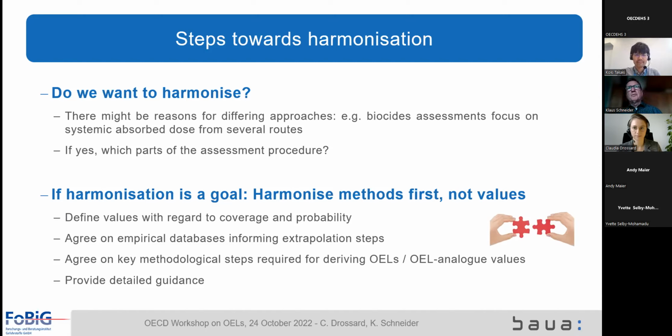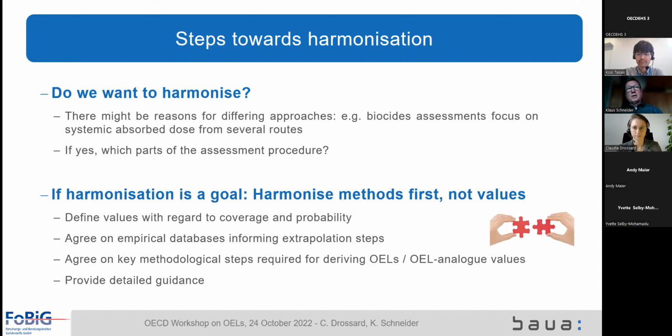So, for example, for biocides, the derived value is expressed as an absorbed systemic dose and not as an inhalation concentration. But there are many areas where harmonization is possible and where transparency and the common understanding would benefit from looking into. And as I said, one of the key requirements from our perspective is to explain what protection goal is actually aimed at by defining coverage and probability.